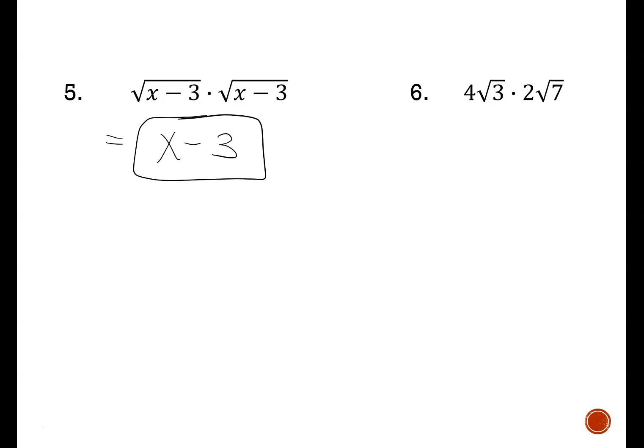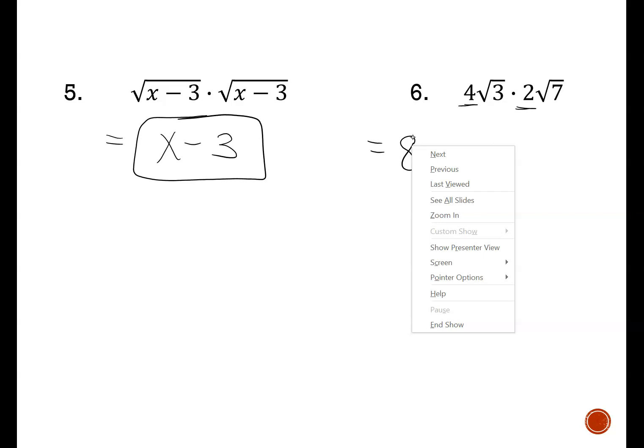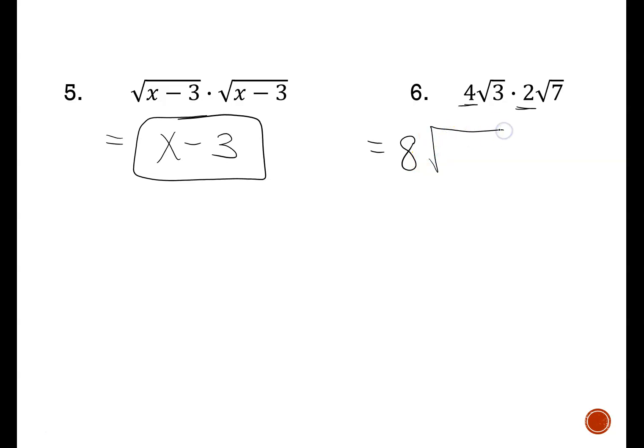Now, number 6, we're multiplying, and we've got numbers in front of the radicals. So what I would do here is multiply those two numbers that are in front together. So you're going to multiply 4 times 2. And then you're going to keep that square root symbol and multiply the numbers underneath. 3 times 7 is 21. 21 is not a perfect square, so that's it. It just stays as 8 times the square root of 21.